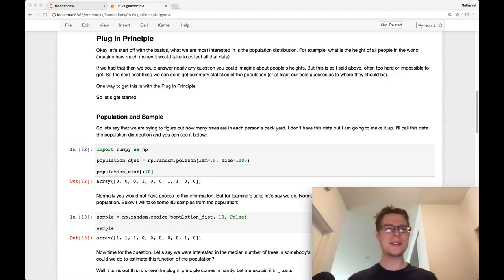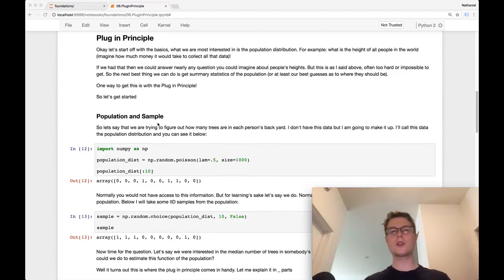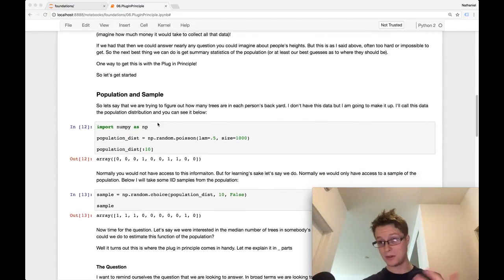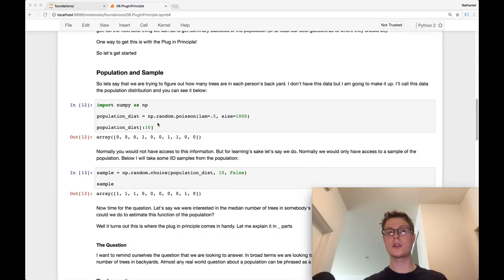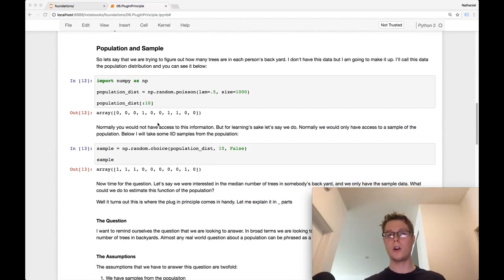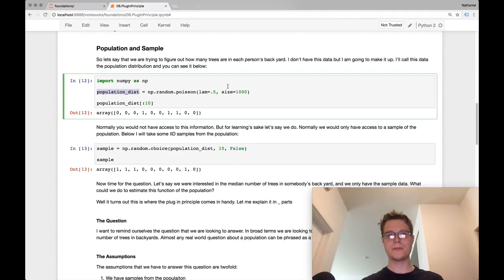Excuse me. So let's get started. Let's say we're trying to figure out, and this is going to be sort of an arbitrary thing, how many trees are in each person's backyard. Okay, pretty simple question. Maybe we live in Minnesota or something like that, and there's not that many people here, and so the total population is of size 1,000. So there's 1,000 people in the population.